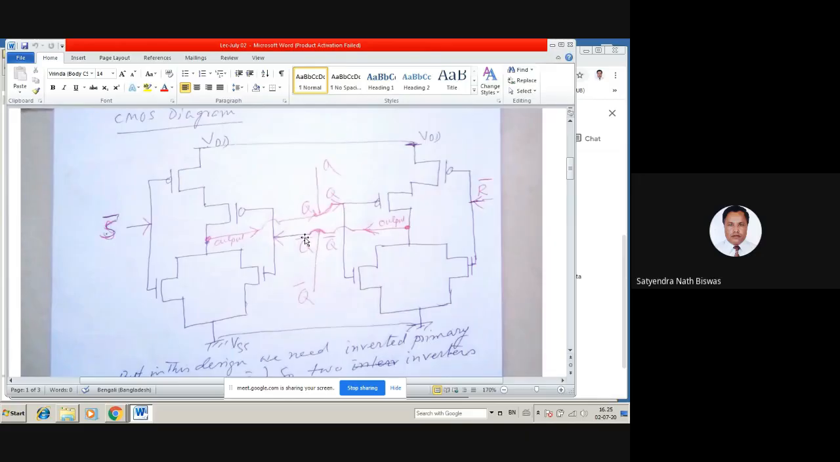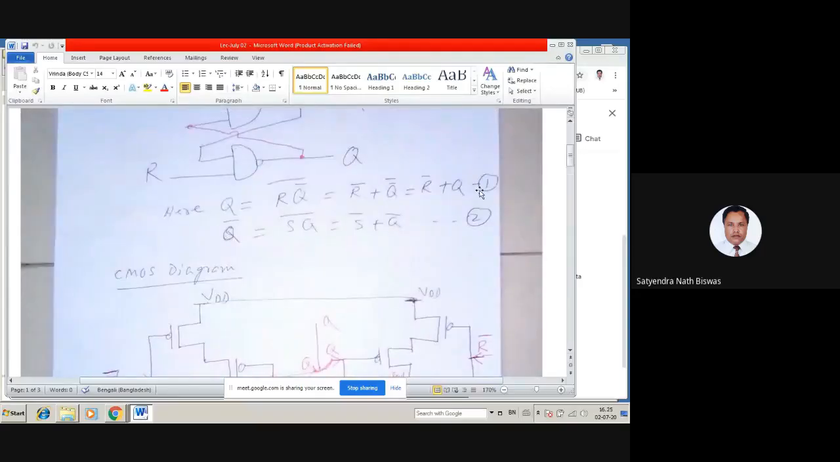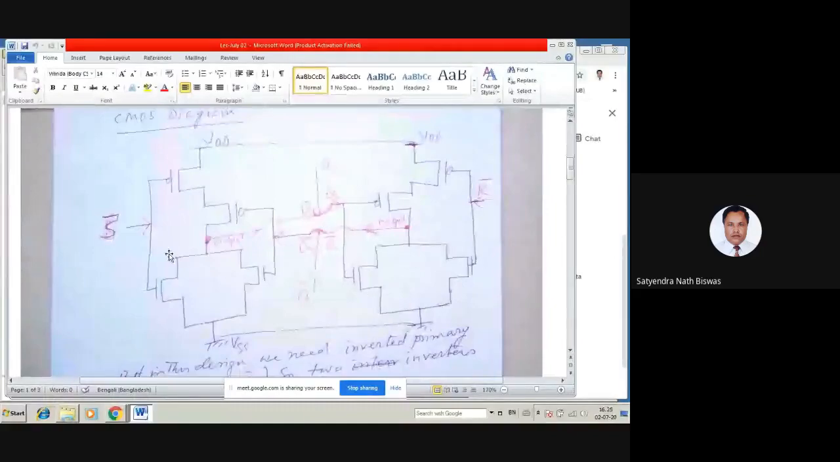Okay, leave it here, and now go to the right side. The right side actually comes from equation number 1, that is R bar plus Q. So that is also an OR gate. And now here it is exactly the same way. This is a symmetric circuit. And here and here, the two PMOSes are in series, and the two NMOSes are in parallel. So the top PMOS and NMOS gates are short circuited, and we consider this an R bar input, R bar.